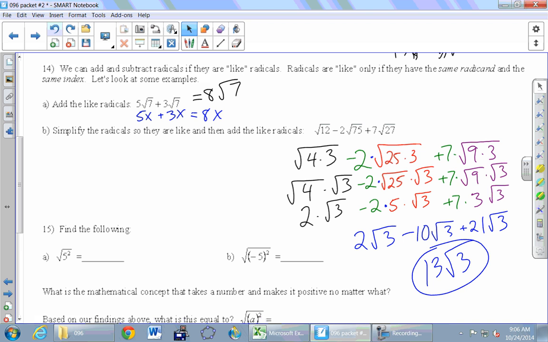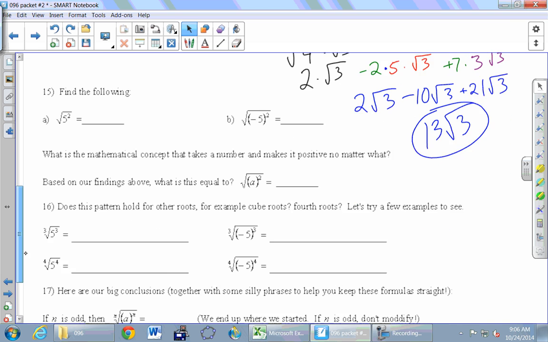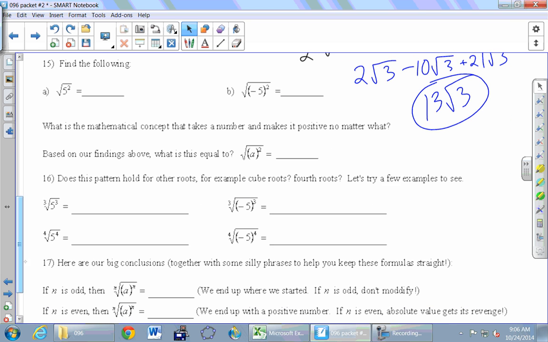Okay. So we got that. All right, there's one last idea for today, and then we'll jump into the group activities. So let's find the following 2 things. So the square root of 5 squared and the square root of negative 5 squared.